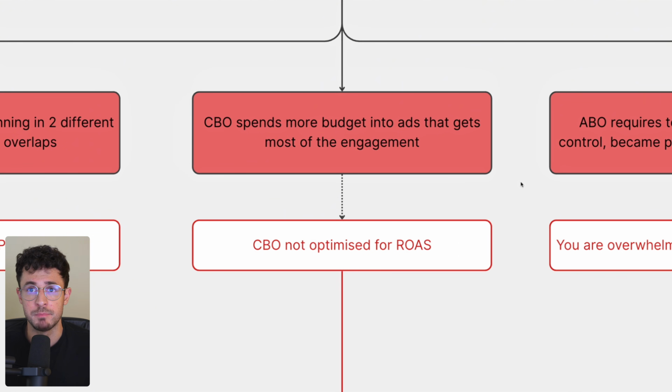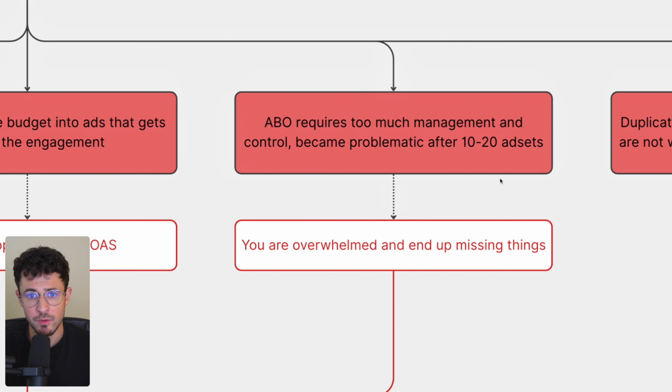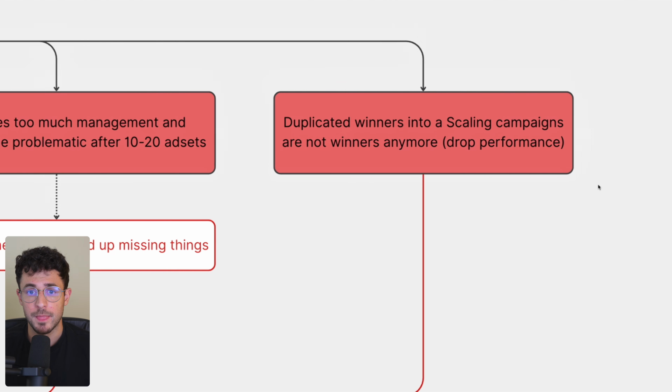And so this is the bidding that you're optimizing for. And then ABO requires too much management and control because it becomes problematic after 10 or 20 ad sets, when you start managing a lot of things. And so you might be overwhelmed and you end up spending much more time within the ad manager, rather than thinking about the actual marketing strategy and creatives of your brand, offers and landing page, or what actually counts.